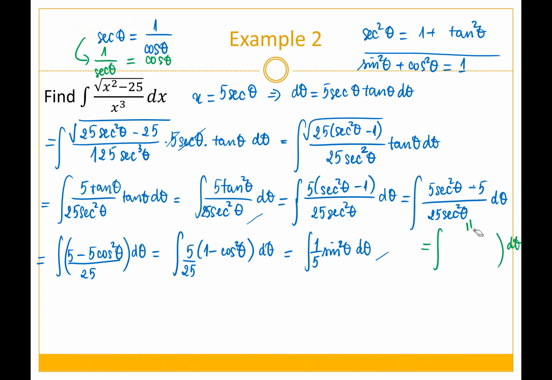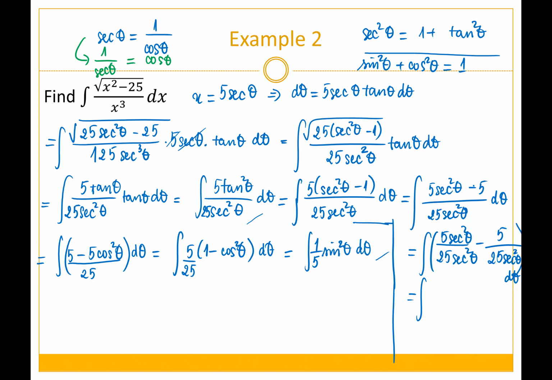Before I go further, I will split it. You're going to have it here. So it's going to equal 5 secant squared over 25 secant squared minus 5 over 25 secant squared d theta. So basically I split this fraction. When I split this, then you can simplify 5 secant squared divided by 25 secant squared. It's just going to be 1 over 5.